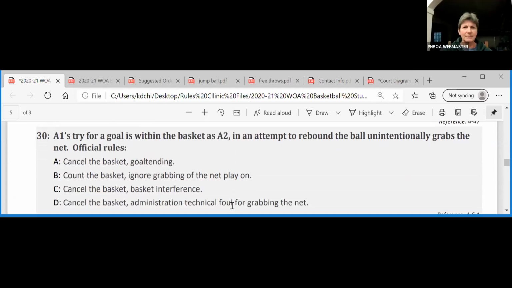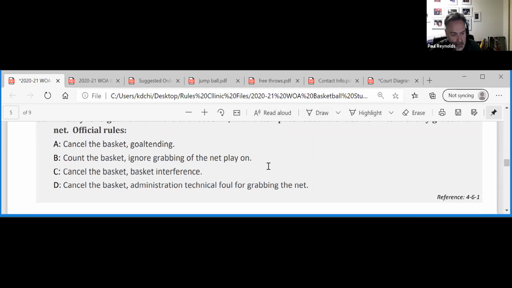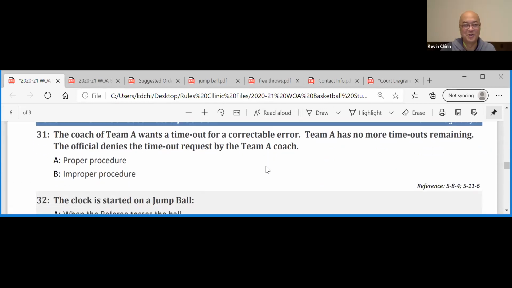30. Paul. Sorry, I had to go off mute. A1's try for goal is within the basket as A2, in an attempt to rebound the ball, unintentionally grabs the net. Official rules. I have C, cancel the basket, interference, because 4-61 says it doesn't matter if the ball is outside or inside the ring, it's still basket interference. So that's why I said C. I can't argue with that one. Good. Tried to sell it. Oh, that's what you're trying to do. That's good. If you told that to a coach, I'd believe you.